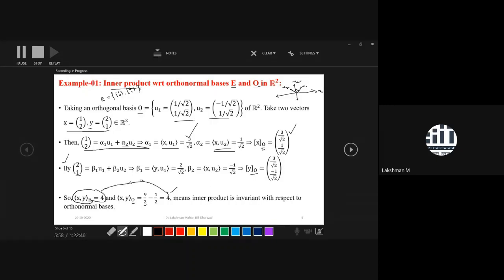So what does it say? It simply says that the inner product is invariant with respect to an orthonormal basis. That's why we are getting the same inner product. Suppose O is not an orthonormal basis, that means there is definitely an angle, either less than 90 or greater than 90, between u1 and u2. At that time this would not be preserved, so you have to be very careful. In the case of an orthonormal basis, the angle is always preserved.